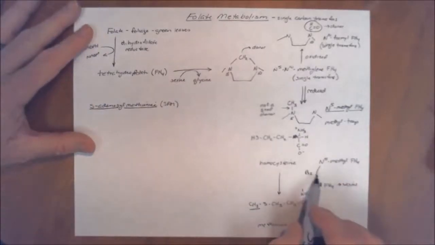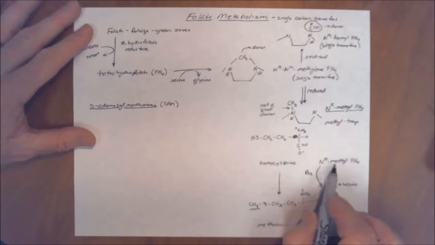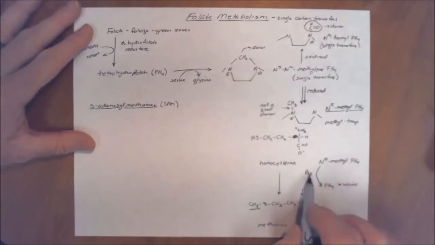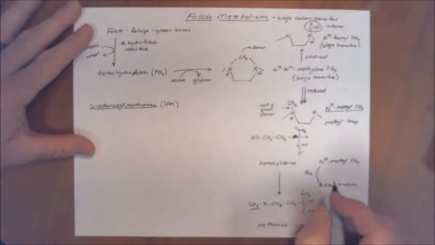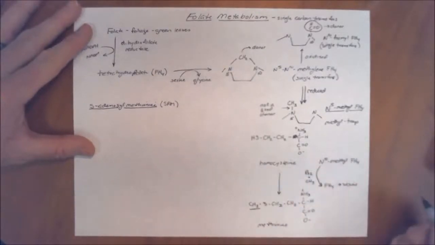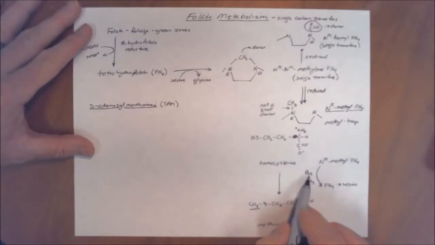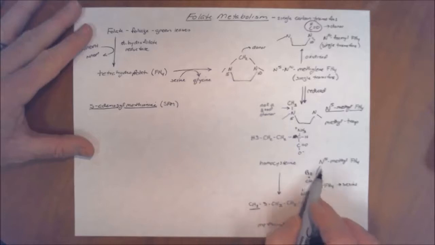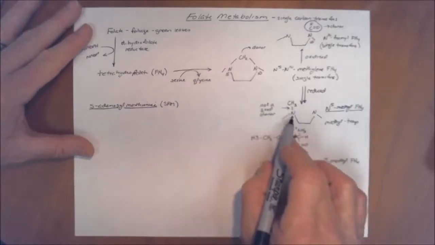Now in this reaction, the methyl group on N5-methyl tetrahydrofolate is being transferred to vitamin B12. Vitamin B12 is an excellent recipient of this methyl group, and using vitamin B12 we are able to have the energy to remove this stable methyl group from the nitrogen.